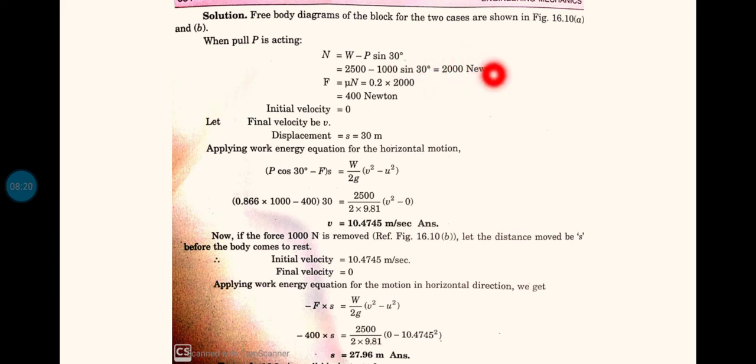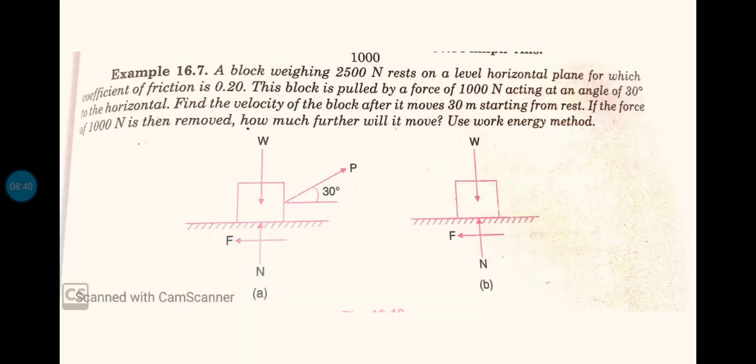Once you got the normal reaction, you can find the frictional resistive force F is equal to mu N. Or this is actually R; instead of N you can replace it by R. That is what we have studied in the earlier portion. So F is equal to mu R or mu N. Substituting, you will get F is equal to 400 Newton. So frictional force is 400 Newton and it will always act against the motion of the body. Since P is acting in this direction, the frictional force will be opposite to that. That is what is shown here in this free body diagram.